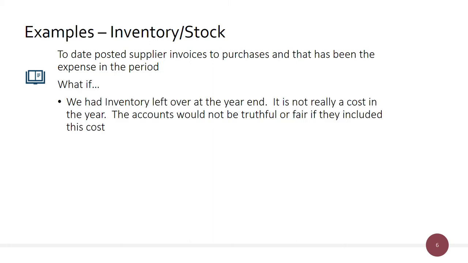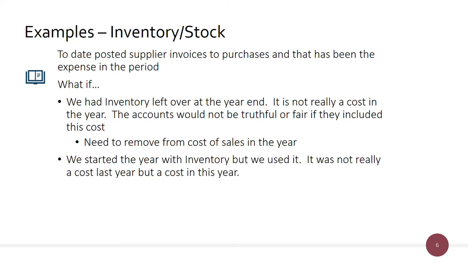But what if at the end of the year we had some of this stock, this inventory left over? Wasn't really a cost then in that year, was it? Because actually this stock will be used in the following year, so really it's a cost to the following year. So accounts won't be really truthful and fair if they include the cost of this stock that wasn't really used in the year that we bought it in, but was actually used in a future year. So we need to remove those costs.